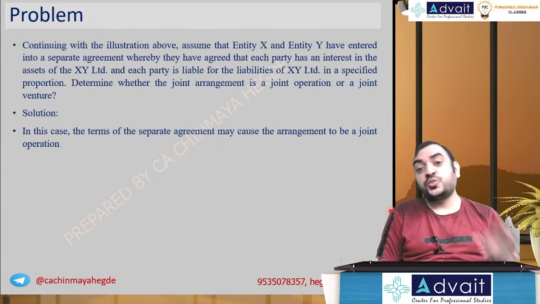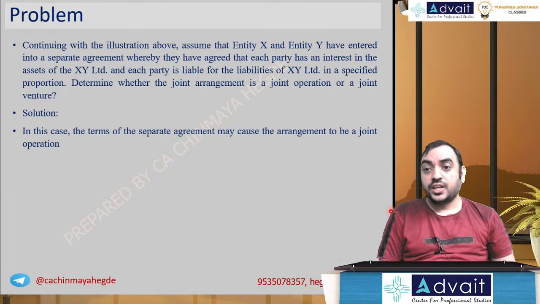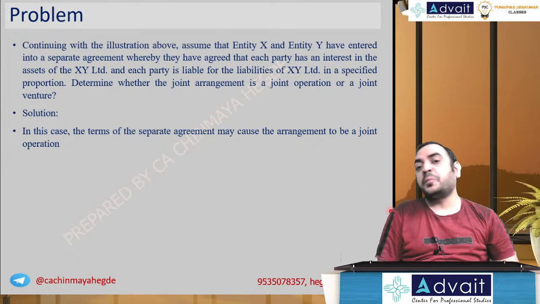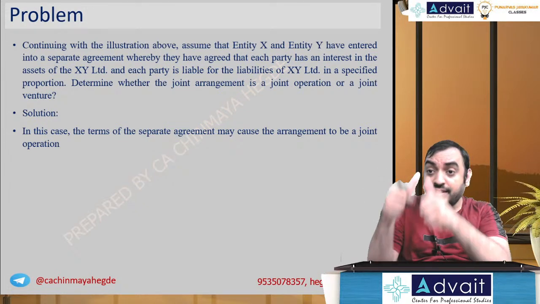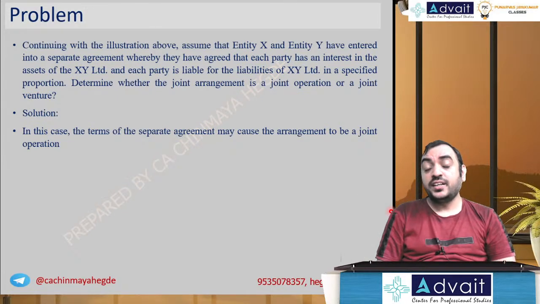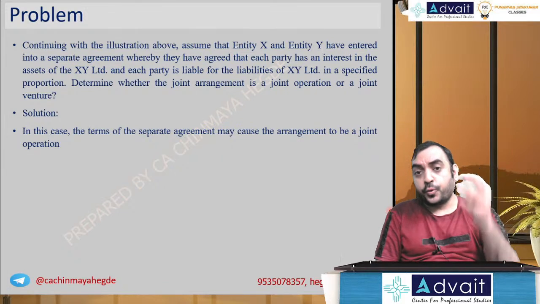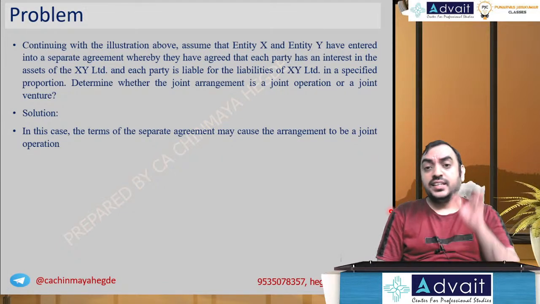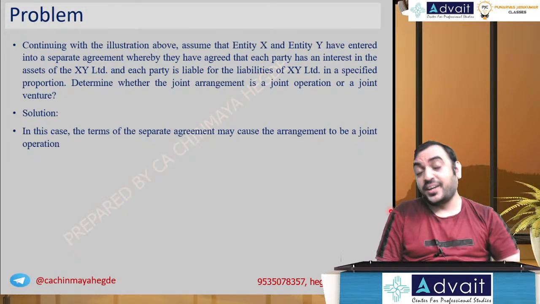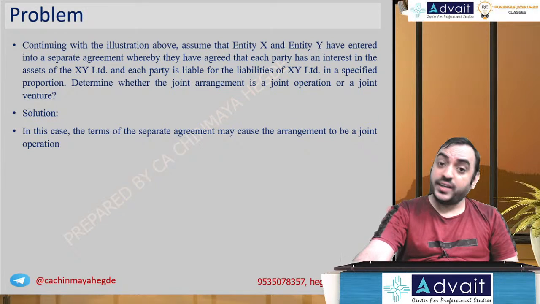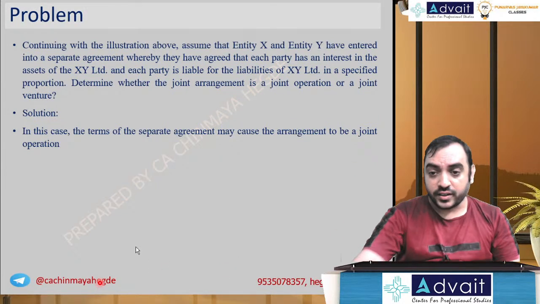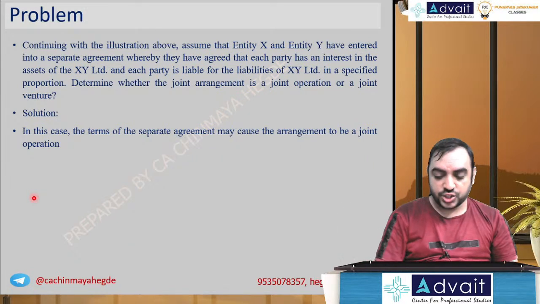If these proportions were not defined, you don't own assets and liabilities individually or separately, or in a particular proportion. It's more of an entity and you own the entity. Then it becomes a joint venture. Since the proportions are defined, the assets and liabilities are owned by the parties separately, not by a separate vehicle. It's a case of joint operation. Hope you're understanding the process. Let me explain once more.